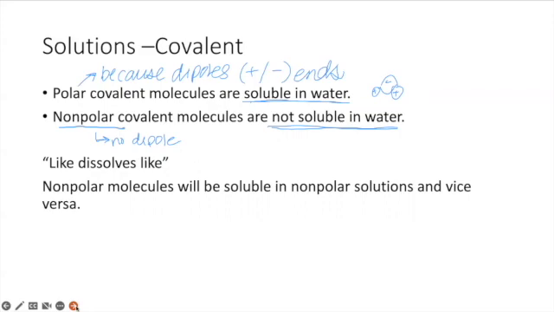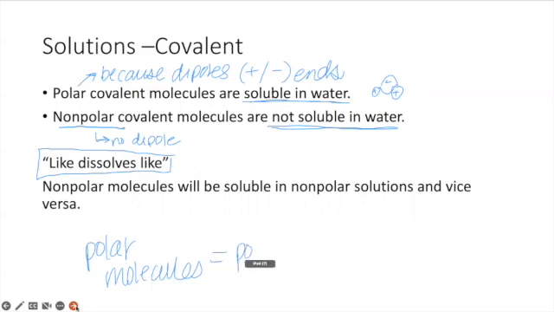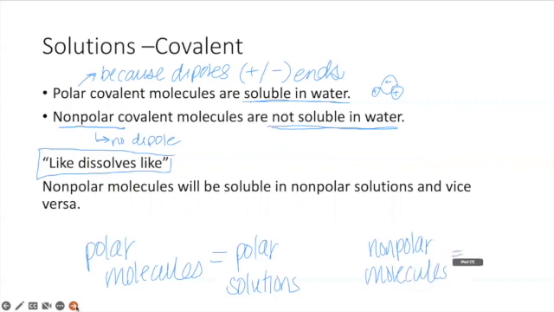So solubility for covalent compounds is a little trickier, but there's this general rule called like dissolves like. Basically, polar molecules will dissolve in polar solutions. Like dissolves like. And nonpolar molecules will dissolve in nonpolar solutions.